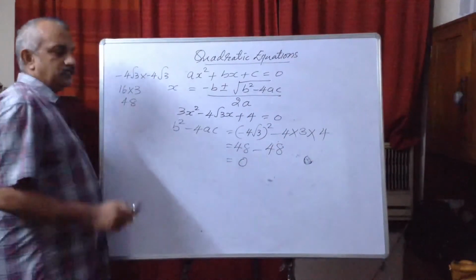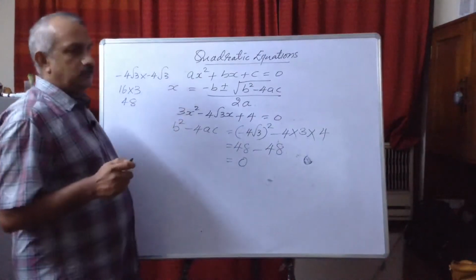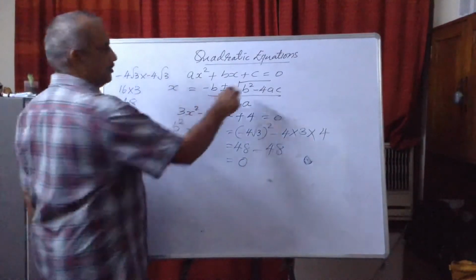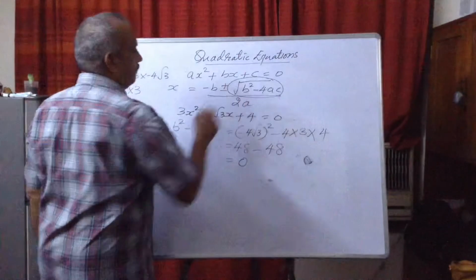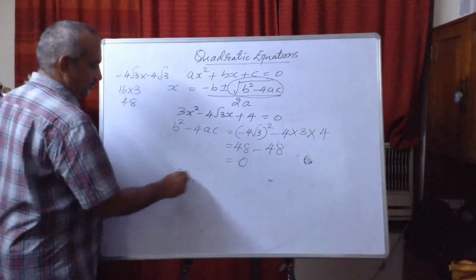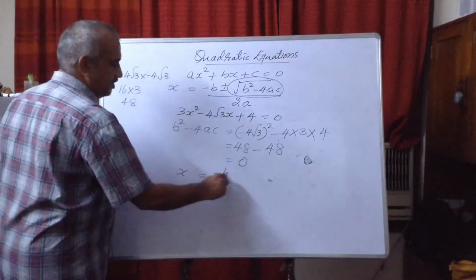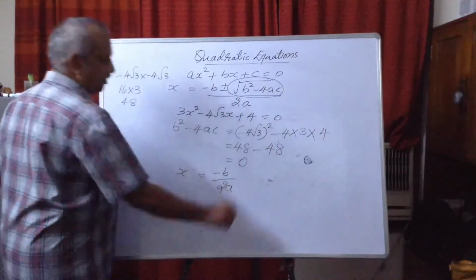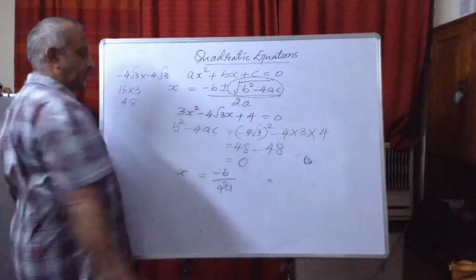Now what is the condition? If D is equal to 0, then it will have two equal roots. So this portion is not there. So the answer is minus b upon 2a. So x is equal to minus b upon 2a. Since D is equal to 0, we don't need to write this one.